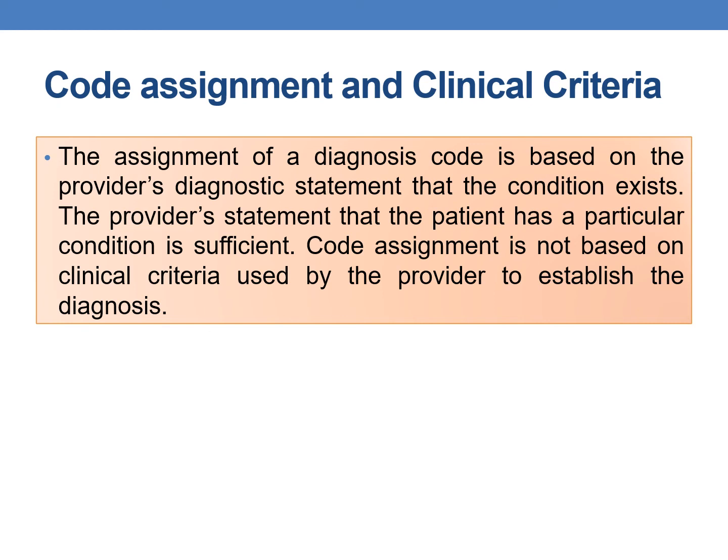Coming to code assignment and clinical criteria. The assignment of a diagnosis code is based on the provider's diagnostic statement that the condition exists. The provider's statement that the patient has a particular condition is sufficient. Code assignment is not based on the clinical criteria used by the provider to establish the diagnosis. In simple terms, to assign a code, the physician's statement is sufficient, not the clinical criteria that is used by the provider to establish the diagnosis.